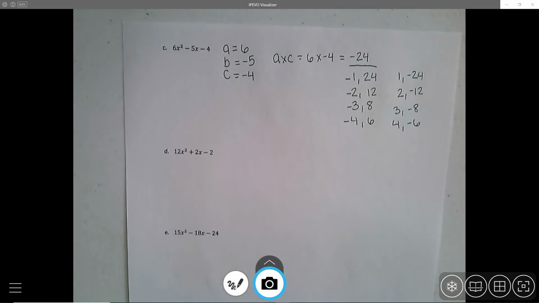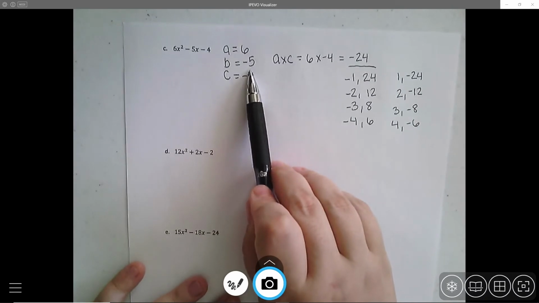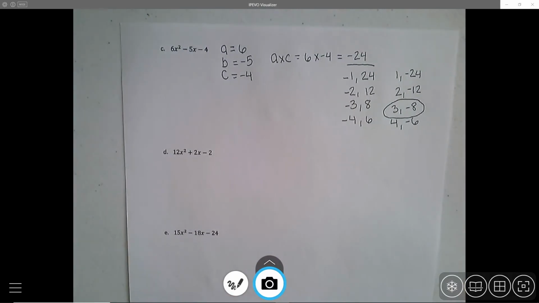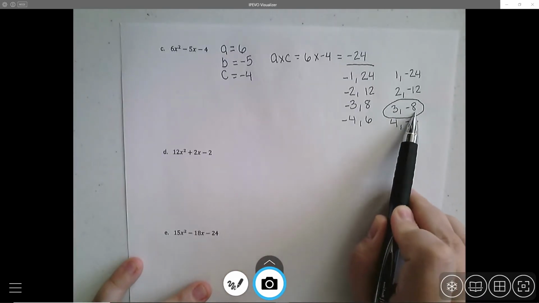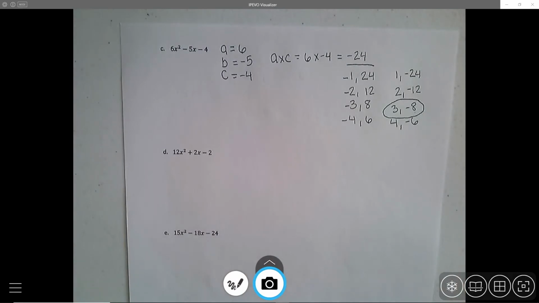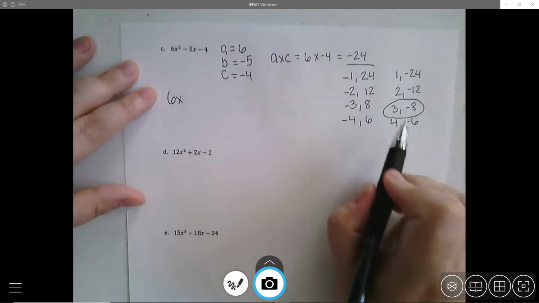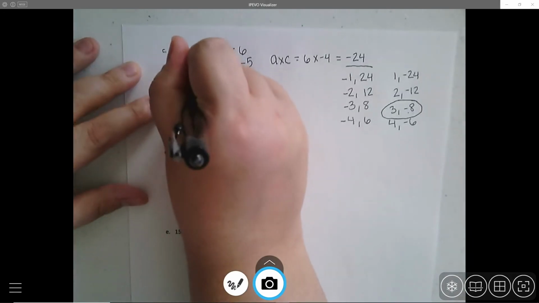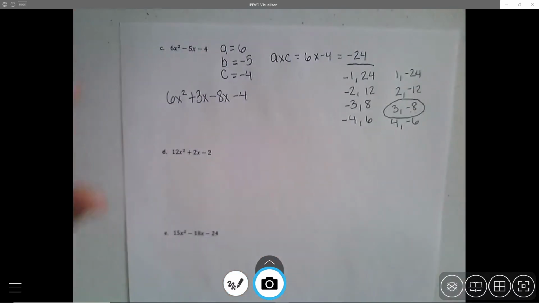Now, once you've listed your factors with all the signs you need to, you're looking for the ones that give you B. I'm looking for the ones that give me negative 5. If I look through those, 3 and negative 8 is going to give me negative 5. I'm going to split my middle term of x into a 3x and a negative 8x. It doesn't matter the order. You get to choose. So I normally just do them in the same order I have it here. So 6x squared, since 3 was positive, it's plus 3x minus 8x minus 4.